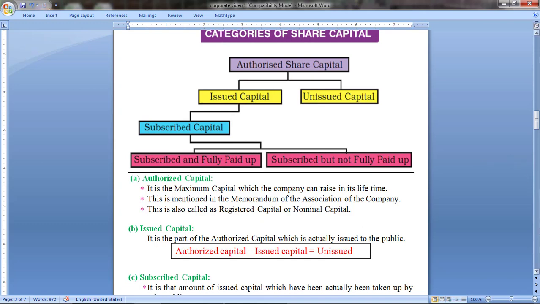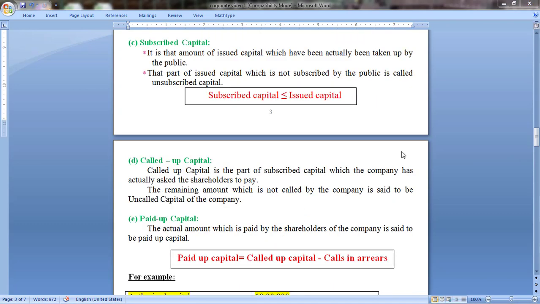Then the third one is subscribed capital. Issued capital which is actually subscribed by the people. For example, if the company issued 8 lakh shares, then the people applied for 7 lakh shares or 9 lakh shares, the actual subscription by the people is called subscribed capital. If the people applied excessively, then it is called oversubscription. In case of value which is less than the issued value, then it is called undersubscription. The part of capital which is not subscribed by the people is called unsubscribed capital.